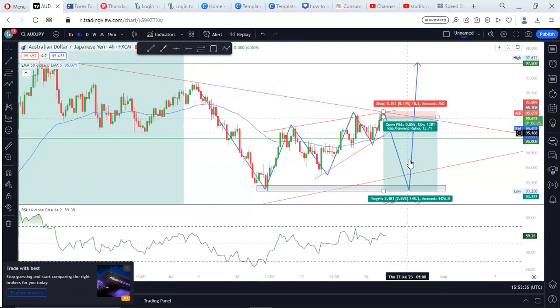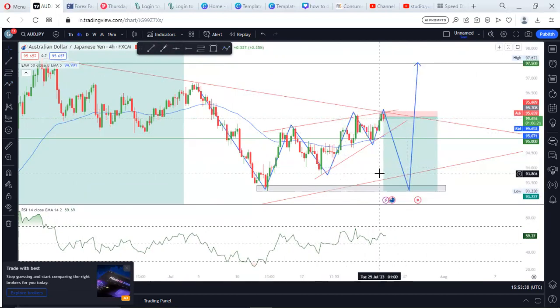So this is what I'm actually expecting. This is what I'm fully expecting. But I will still follow the market, if the market gives me a reason to maybe exit my position.